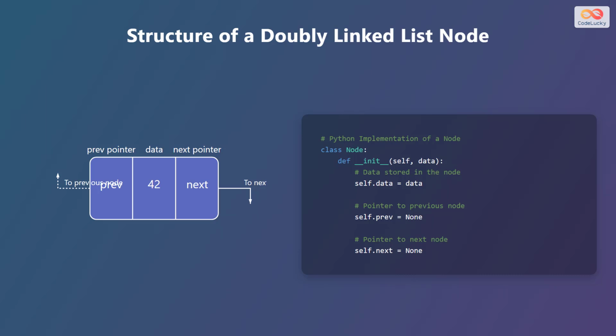Now let's dive into the structure of a doubly linked list node. Each node contains a previous pointer, which points to the previous node in the list. It also holds the actual data that the node stores and a next pointer, which points to the next node in the list. Here's a basic Python implementation of a node. First, we define a class called Node. The constructor initializes the node with the provided data, sets the previous pointer to None, and sets the next pointer to None.